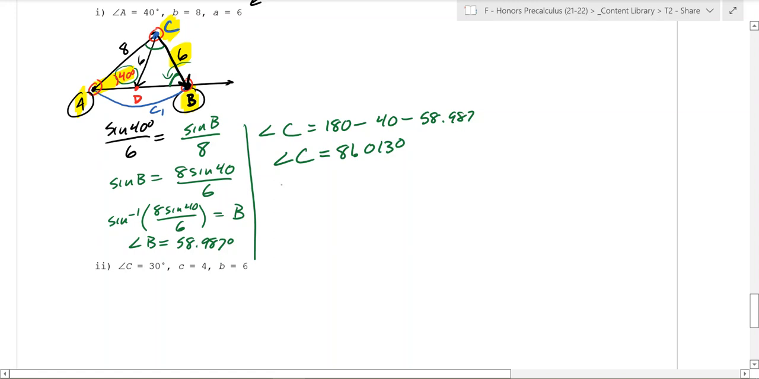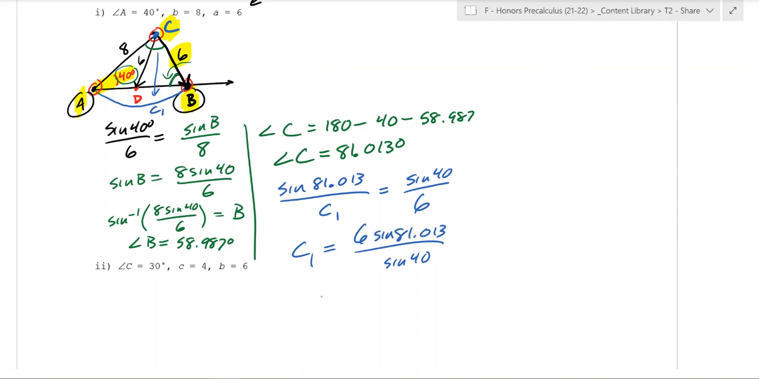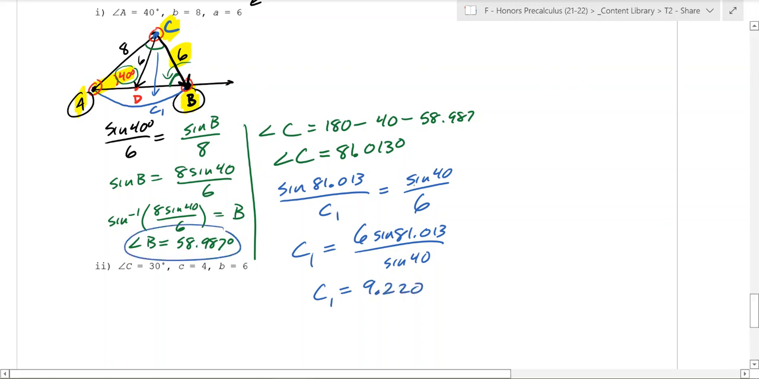So what that tells us is that sine of 81.013 over C1, the angle over its opposite side, is going to be equal to sine of 40 over the opposite side there, which is just 6. Then you can write this out, and you end up with C1 equal to that, and you need a calculator, so that side length, lowercase c1, would be 9.220. So we have the three angles here, C, and we were given A, and then we have the missing side.